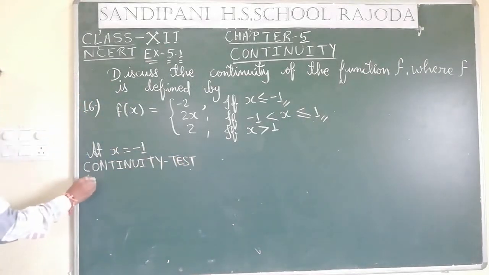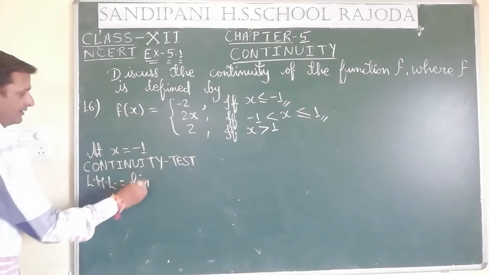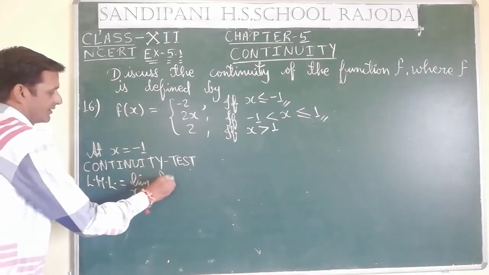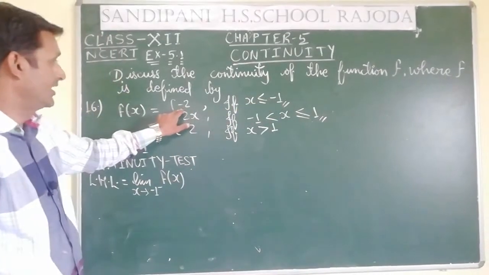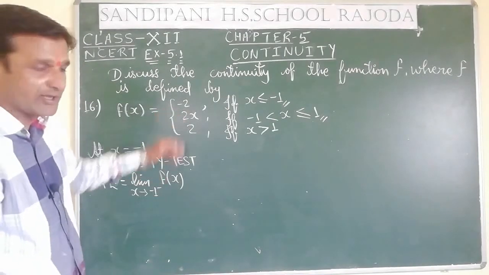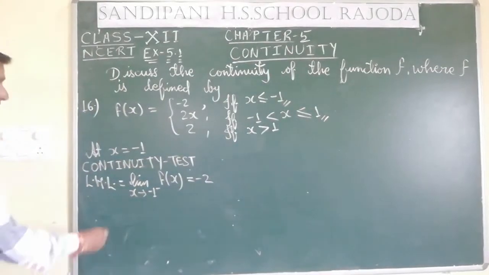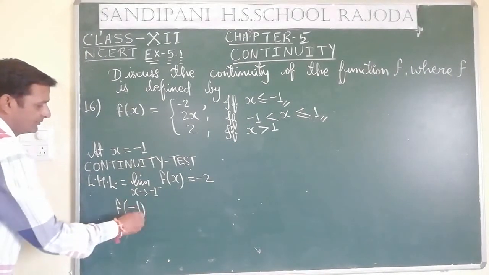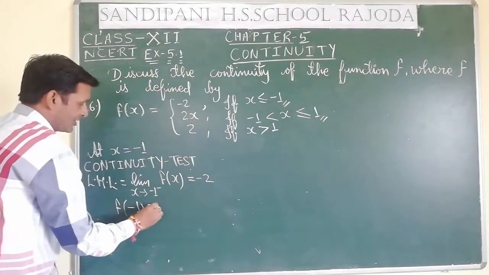See, LHL, limit x tends to minus 1 minus f of x. For x less than minus 1 it is minus 2 directly, there is no x, so no need to solve it further, you can write it directly as minus 2. f of minus 1 means for x equal to minus 1 what happens? For x equal to minus 1, see, it is again minus 2.